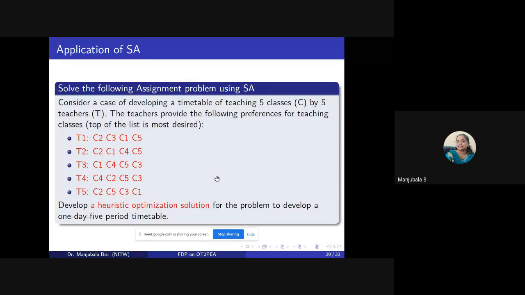First you have to find the objective function. What you are trying to do, whether this is a minimization problem or a maximization problem. If minimization, what you want to minimize? If maximization, what you want to maximize? If your objective is clear, then you can formulate the problem as per your genetic algorithm or simulated annealing algorithm. I will share the slide so that you can solve the problem using the genetic algorithm as well as simulated annealing.